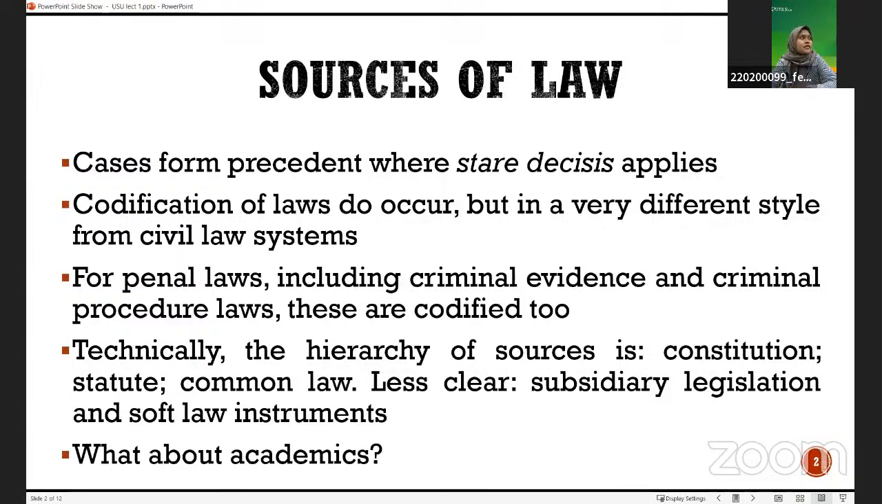Now, what about academics? Are they a source of law? Such as myself. In the common law world, and certainly in Singapore, academic writings may be referred to, but not all the time. In fact, I would say not that often. Of course, if an academic has written a very influential text or article, then that may be referred to more often than usual. But generally, the courts would look at the statute first, if there's a statute. Of course, if there's a constitutional right, they have to refer to the Constitution. But in Singapore, that's not very often.